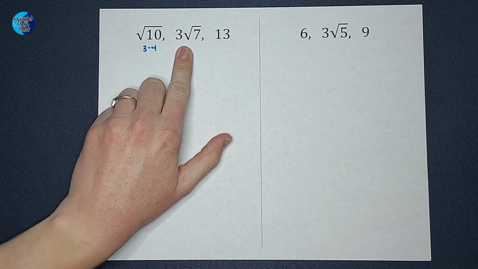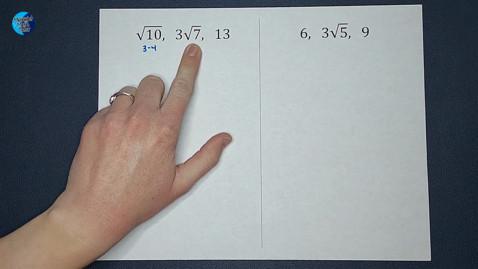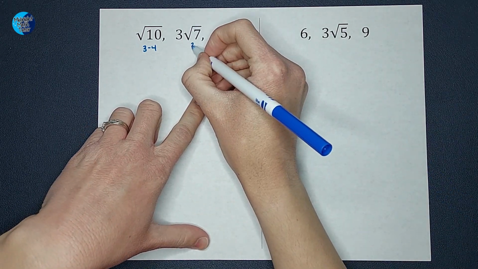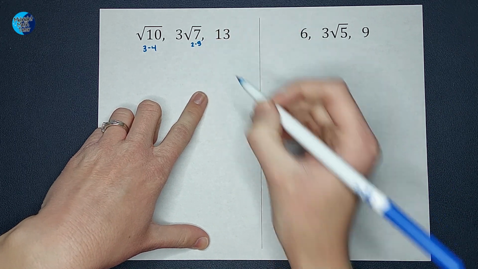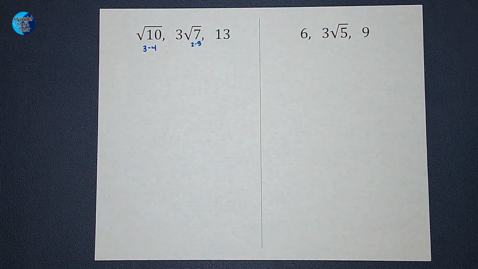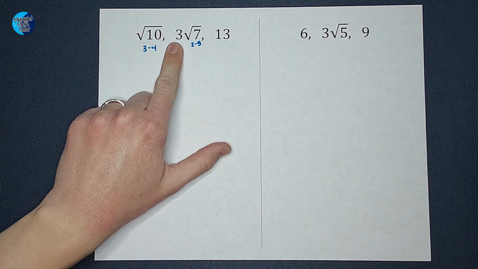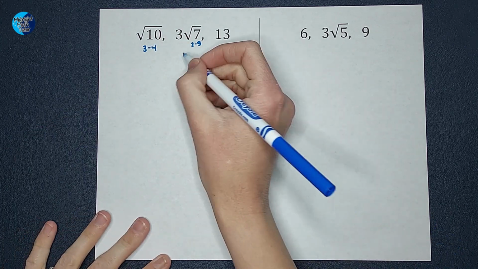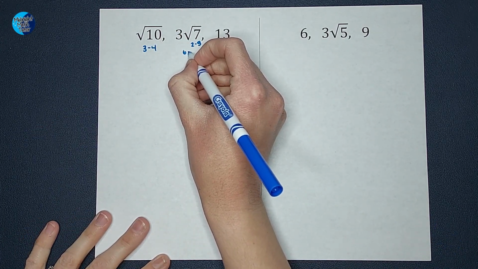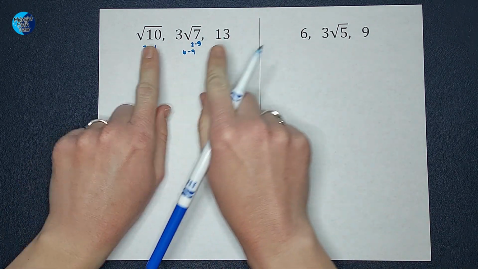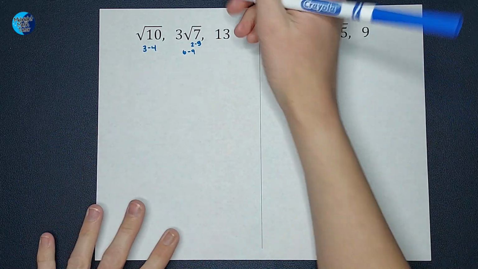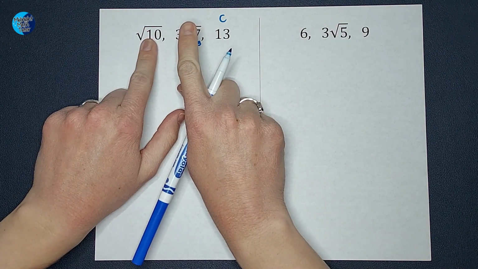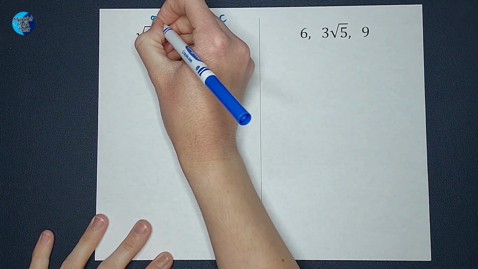Now, 3 square roots of 7. I know the square root of 7 is somewhere between 2 and 3, right? Because 2 times 2 is 4, and 3 times 3 is 9. So it's somewhere between 2 and 3. Then if I multiply that by 3, 3 times 2 would give me 6, and 3 times 3 would give me 9. So this number is going to be somewhere between 6 and 9. So both of those are less than 13. So guess what? This is my C because it's the longest side. And then these are the A and B. It doesn't matter which is which.